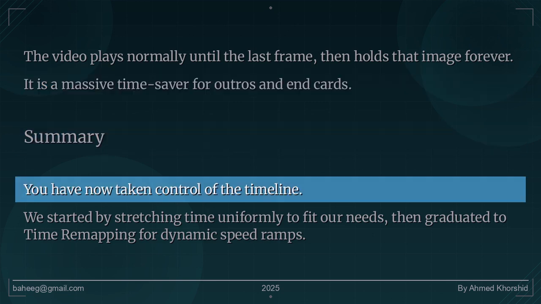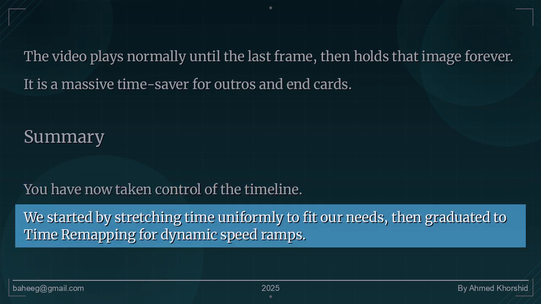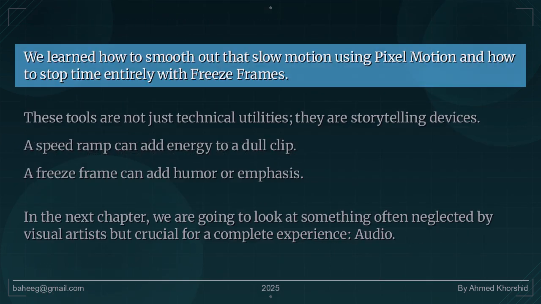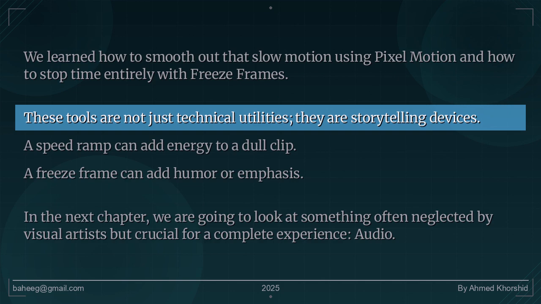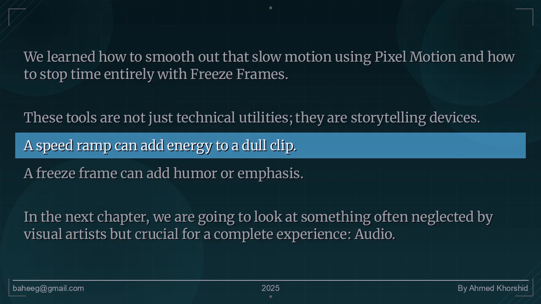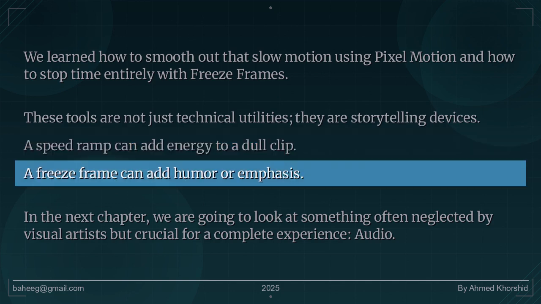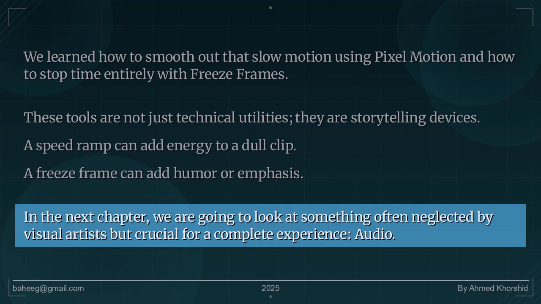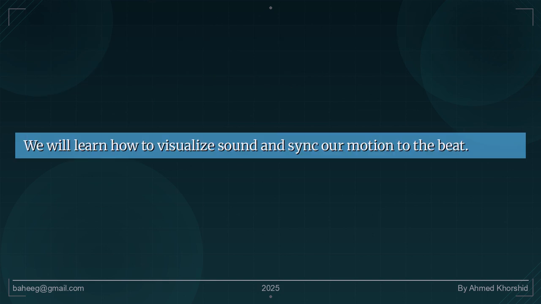Summary. You have now taken control of the timeline. We started by stretching time uniformly to fit our needs, then graduated to time remapping for dynamic speed ramps. We learned how to smooth out slow motion using pixel motion and how to stop time entirely with freeze frames. These tools are not just technical utilities, they are storytelling devices. A speed ramp can add energy to a dull clip. A freeze frame can add humor or emphasis. In the next chapter, we are going to look at something often neglected by visual artists but crucial for a complete experience: audio. We will learn how to visualize sound and sync our motion to the beat.